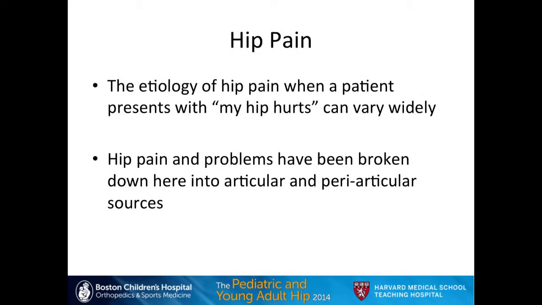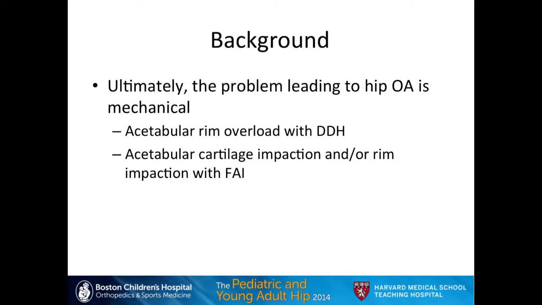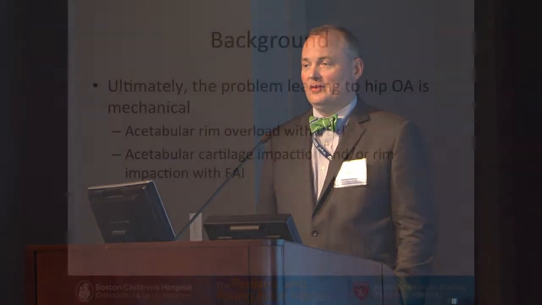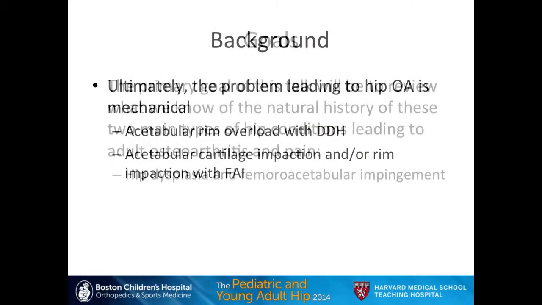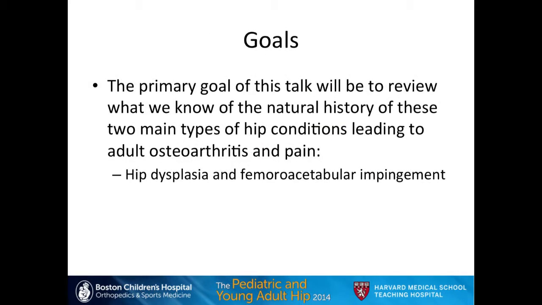So the etiology of pain, when a patient presents to your office with the quote-unquote my hip hurts, can vary widely. We've talked about extra-articular and periarticular problems as well as articular problems. Ultimately, the problem leading to hip OA is a mechanical one, as Dr. Millis also alluded to. You have acetabular rim overload with hip dysplasia. You also have acetabular cartilage impaction and/or rim impaction with femoral acetabular impingement. I hope this becomes a recurring theme as the day goes on. This is something you'll almost dream or have nightmares about tonight. So the real goal of my talk today is to review what we know about the natural history of these two main types of hip conditions leading to adult osteoarthritis and pain, namely DDH and FAI.